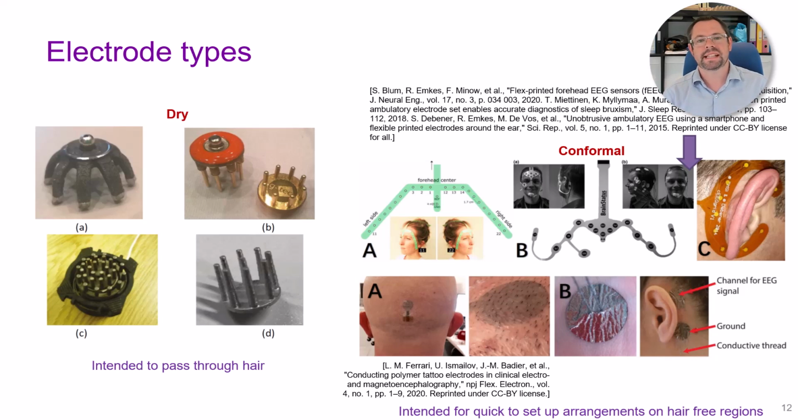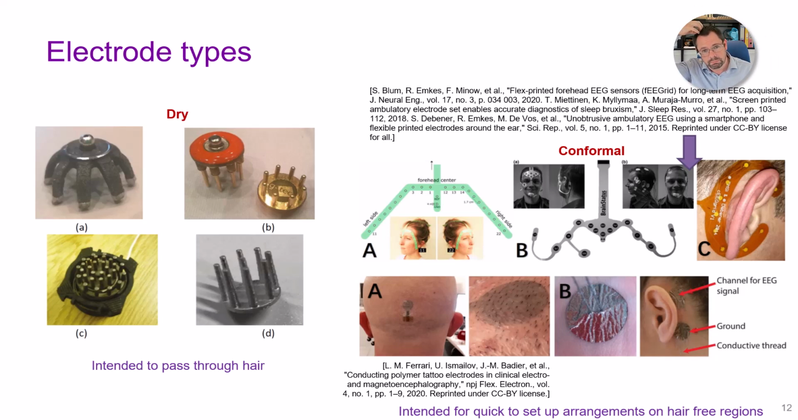There's then lots more that attempt to go beyond those, particularly with regards to removing the gel. On the left here, we've got examples of what are called dry electrodes. These aim to make contact with the scalp directly, and they tend to take a fingered approach, so they pass through the hair rather than sitting on top of it, and they can make a direct connection with the scalp. There are a number of dry electrodes that are commercially available, but it's probably fair to say that they are less widely used other than in research studies.